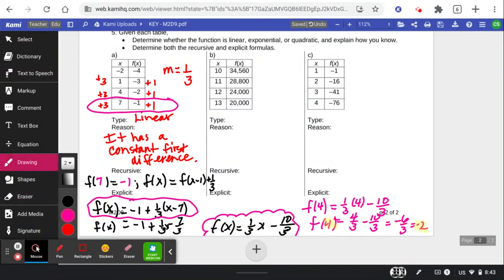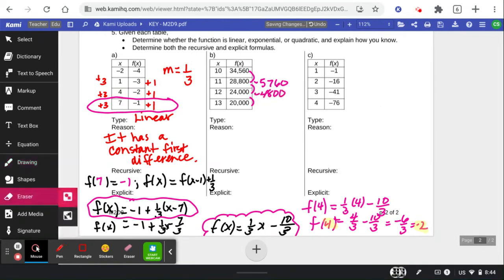Okay, looking at the next one, let's see if this is dividing, or let's see if this is subtracting by a constant rate. So I'm going 28,800 minus 34,560. That's down 5,760. 24,000 minus 28,800. That's down 4,800. Oops, it's not a constant. So this is not linear.